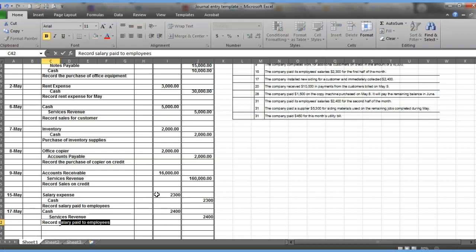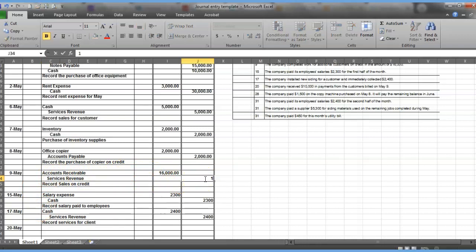Record services for client. On the 20th of May, I'm going to record the transaction. It says the company received $10,000 payments from customers billed. So we've already billed them. And here is the entry that we recorded when we billed them, right here. We debited accounts receivable and we credited sales revenue.